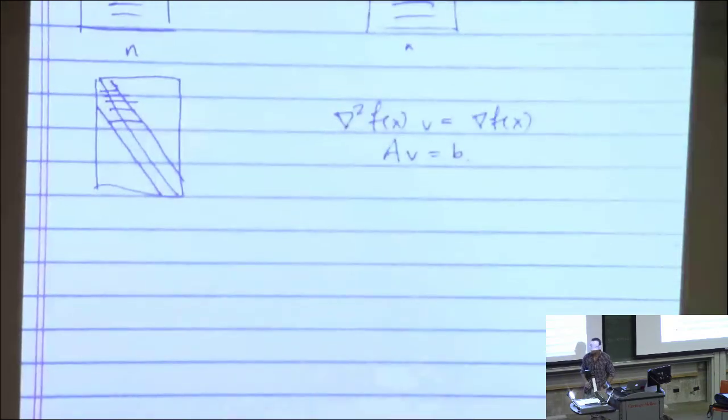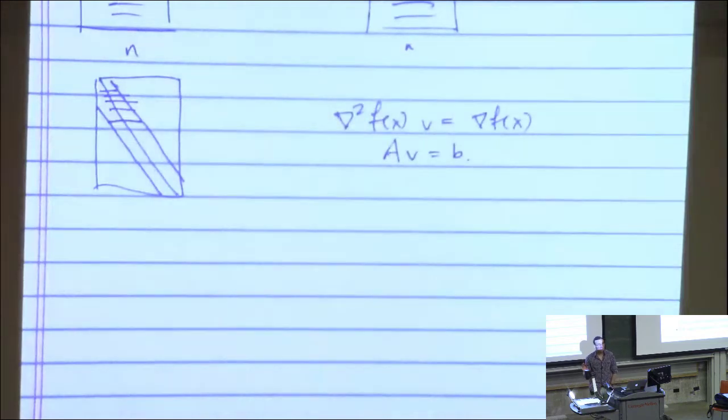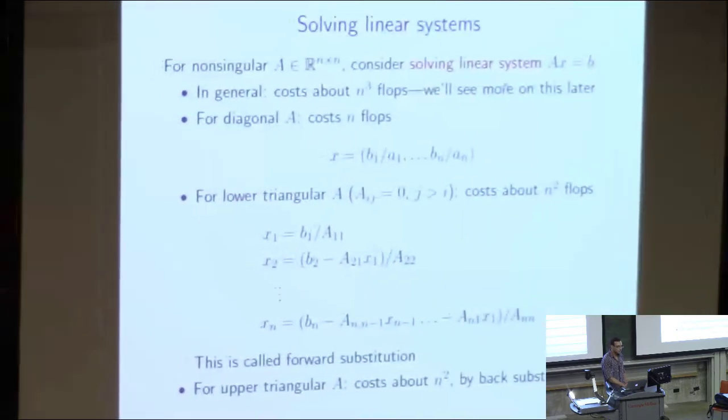And again, so far, at least in this course, and I think most of us in our day-to-day experiences, we just kind of ignore the fact that this is actually not a trivial thing to do. And that's what we'll talk about today. So in general, this costs n cubed flops. That's the most general case if A is dense.